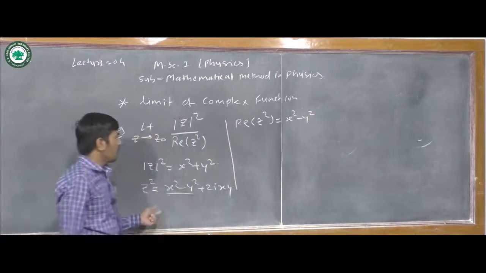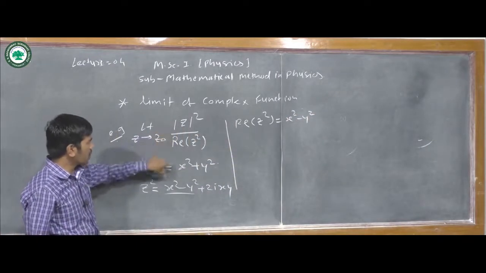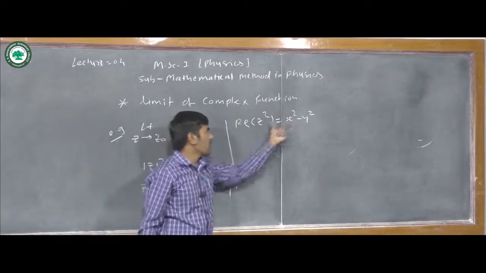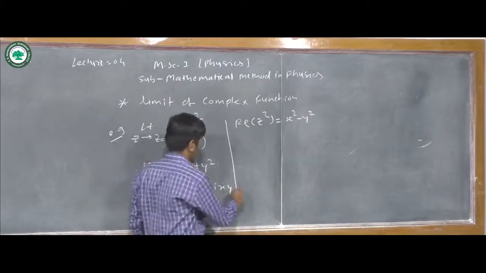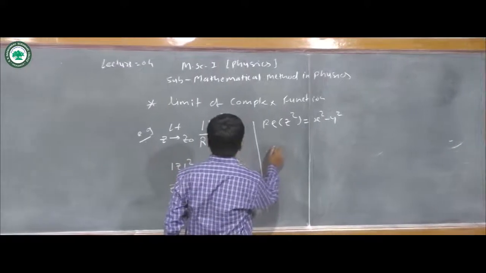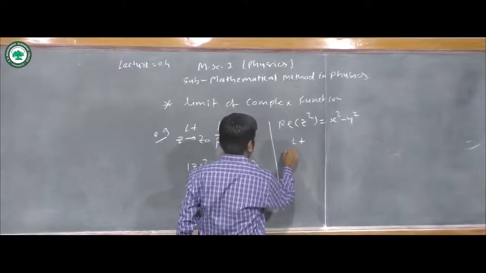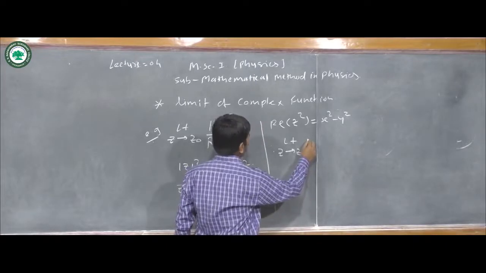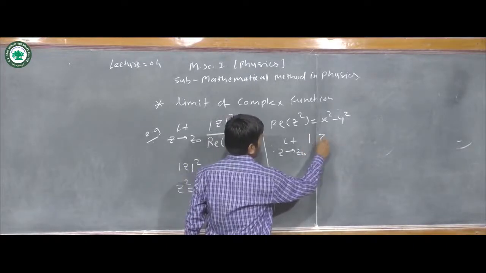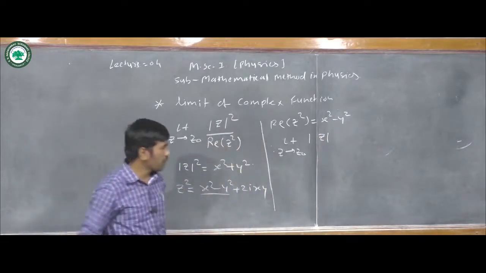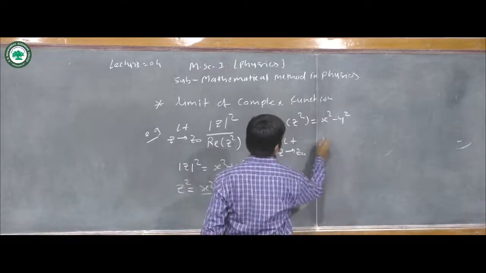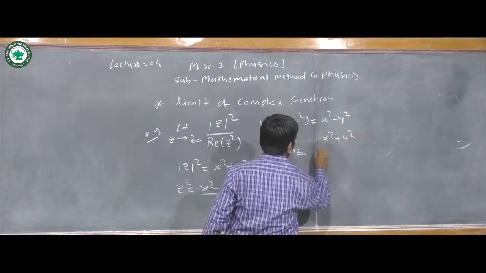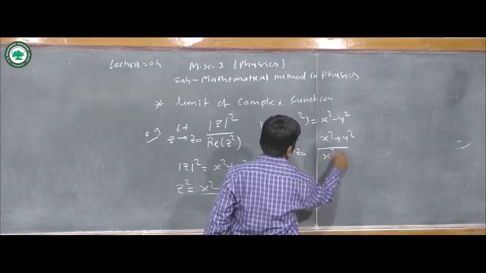Okay, so now if I substitute x squared plus y squared here, and x squared minus y squared like this, I rewrite this. So the limit z approaches z naught, I directly substitute these things, that is x squared plus y squared divided by x squared minus y squared.